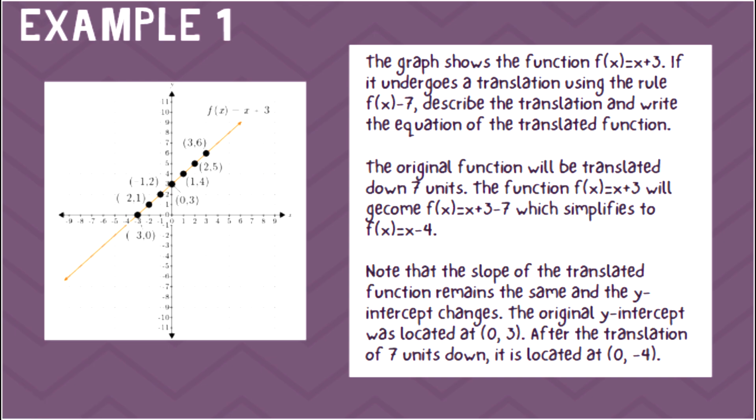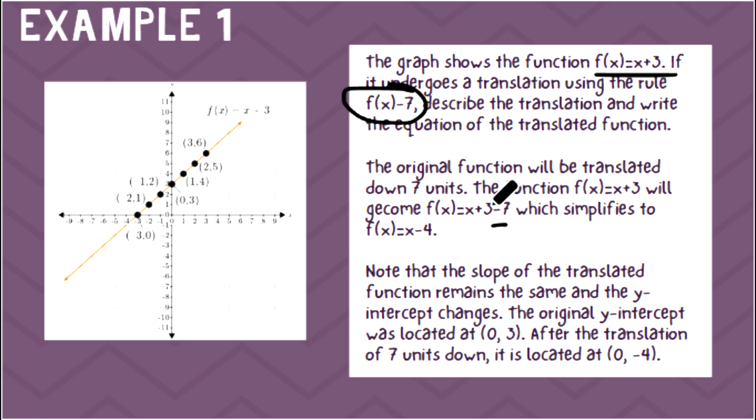Okay. The original function will be translated down 7 units because it's f of x minus 7. Okay. So how we do this is we do f of x equals x plus 3, which is our original formula, and then we throw in our minus 7, which is our next step.